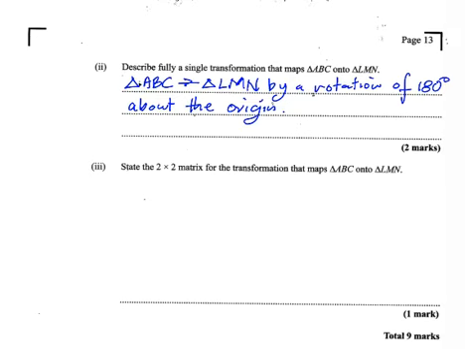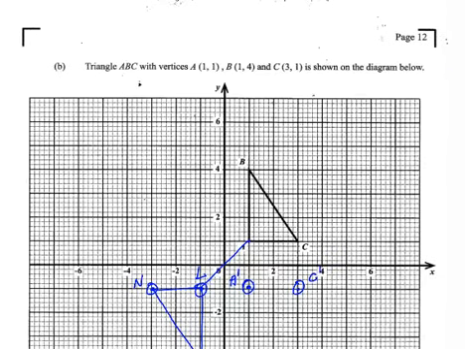Part (iii) is asking us to state the 2 by 2 matrix for the transformation that maps triangle ABC onto triangle LMN, and this is only for 1 mark. All right, so for 1 mark, either you know it or you don't know it. There isn't anything much to work out. We could go back to the diagram and get some information from it, and maybe that could help us. So let's go back to the diagram for a second.